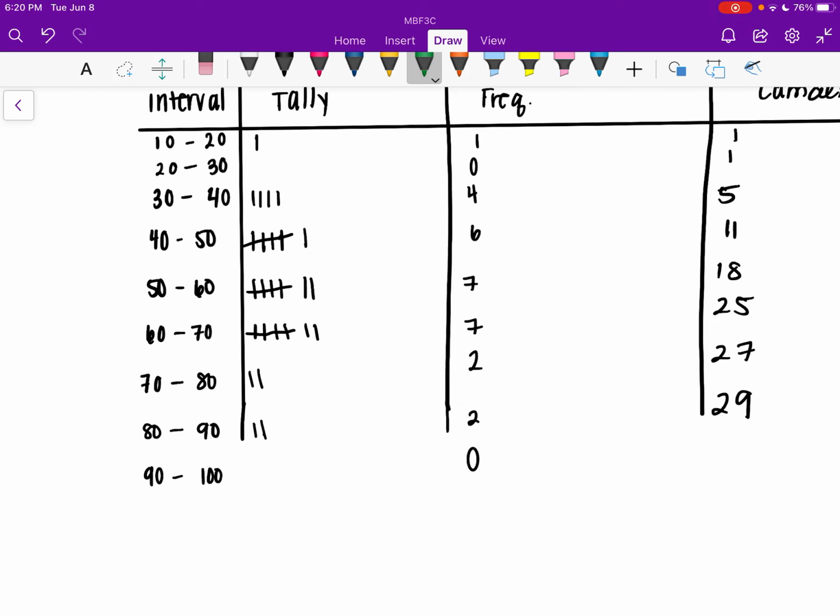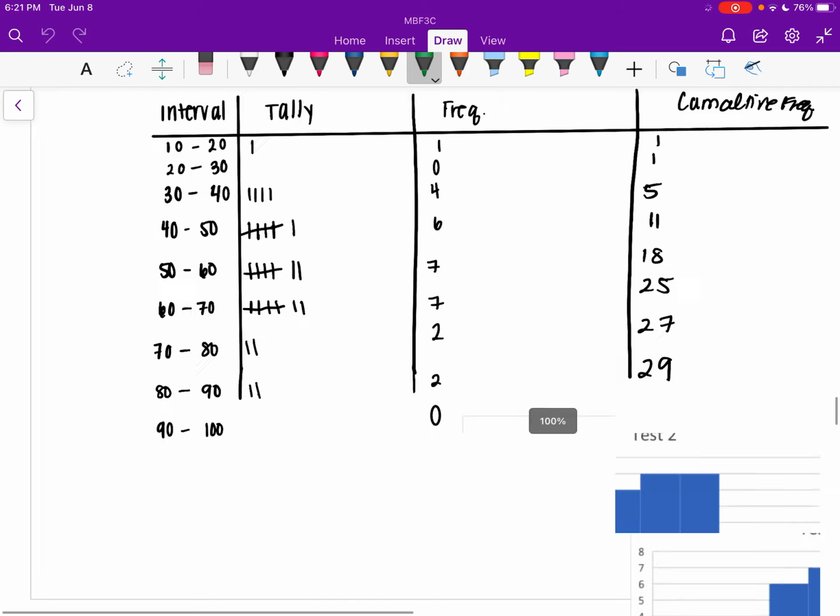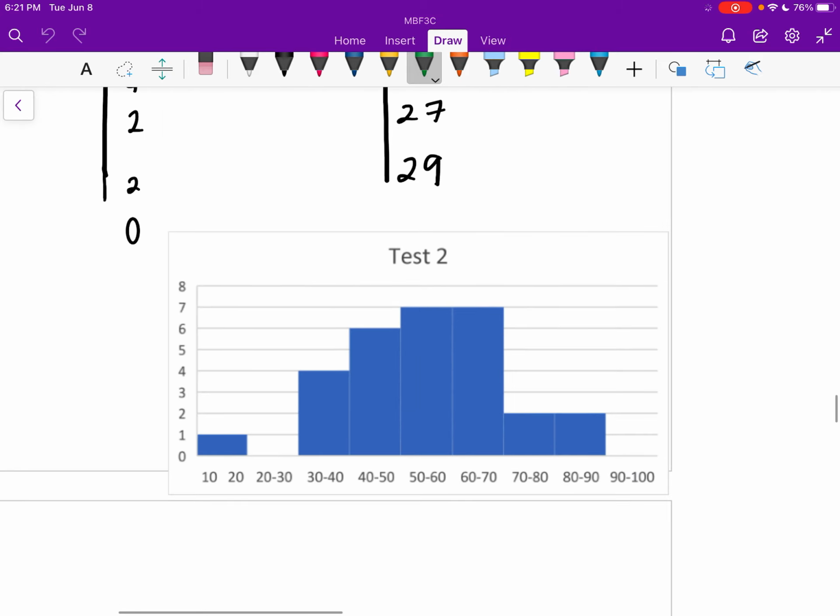Then I took the interval and the frequency, and then I went into my Google Classroom, or into my Google Doc, and I made it. So I made this on Excel, but I'll show you how to do those, right? So I'm just going to bring down the histograph so that you can see it. That's what my second histograph looks like.